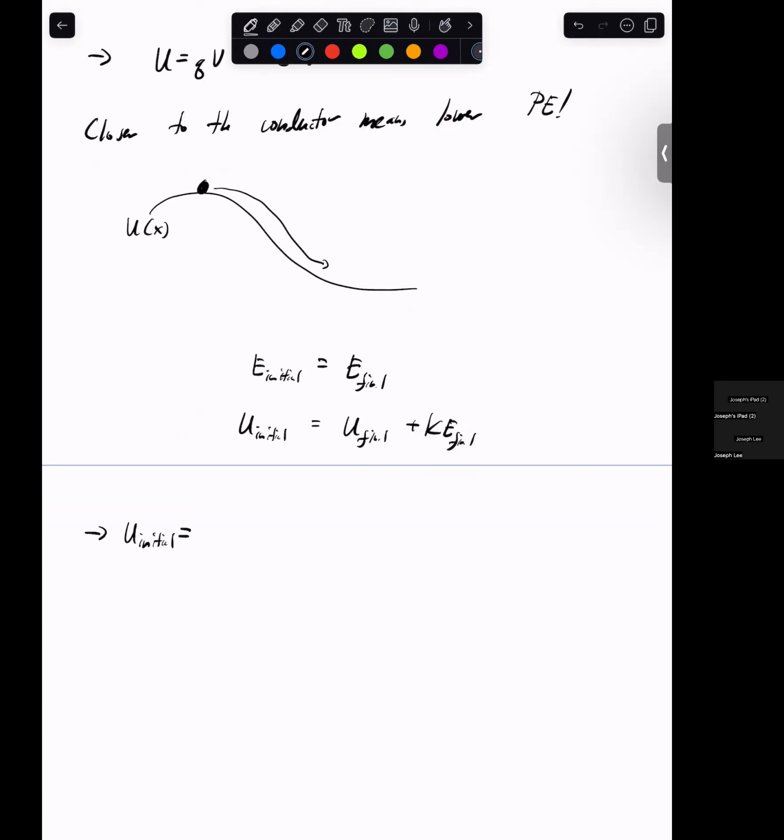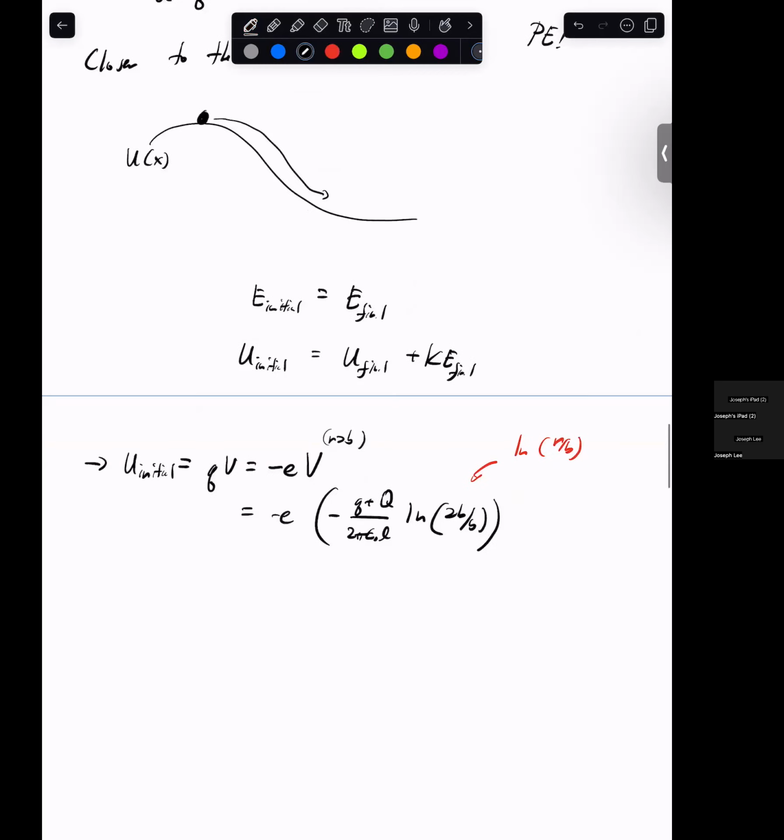The initial potential energy is QV, or minus E times V. We're going to use V for the region of R greater than B, because we're even past the outermost shell. So we can plug in minus Q plus Q over 2 pi epsilon naught L, natural log of 2B over B. So normally the natural log here was R over B, but we know that the value of R here is 2B, because we're given that in the problem. So therefore, we simplify this a little bit, we're going to get EQ times Q plus Q, 2 pi epsilon naught L, natural log of 2.